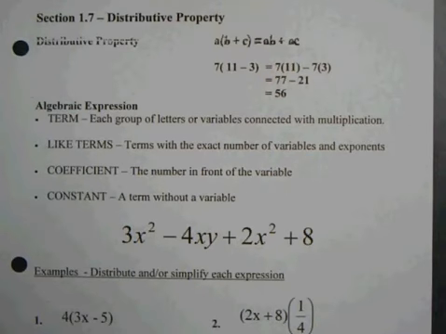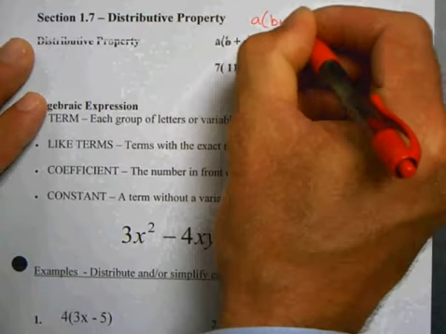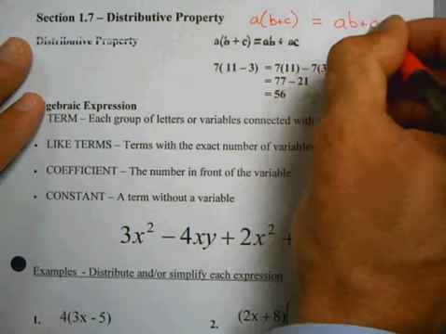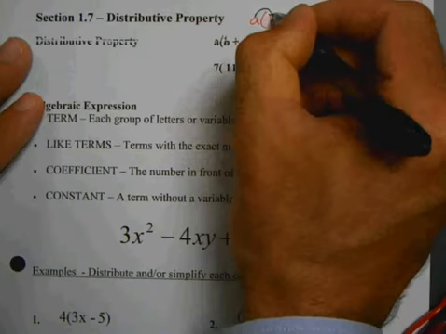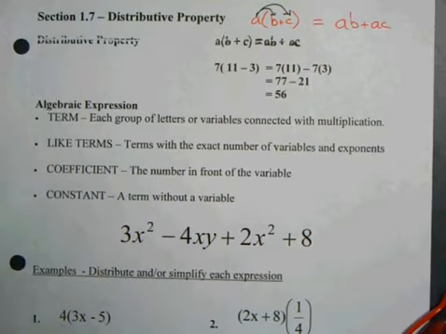The idea of distributing is a number that's in front of a parenthesis. You multiply it into the parenthesis, and you don't multiply it just times the first one, but you also multiply it times the second one and the third part inside the parenthesis, if possible. This is kind of a really bad photocopy up here, but what this is supposed to say is A times (B plus C) is equal to AB plus AC. The idea being that A multiplies to the B and the C. That's called distributing.